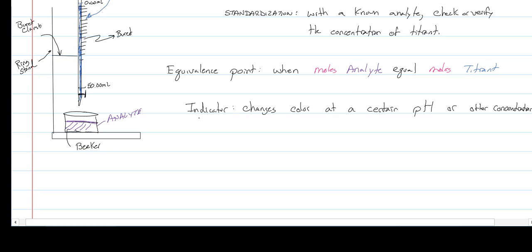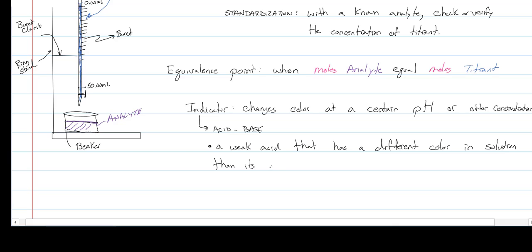But for our purposes, for acid base, I'm going to write down acid base, right? The indicator is a weak acid that has a different color in solution than its conjugate base. And so that's how we will look at the titration, and how we know when it's done, so to speak. Now, when it's done isn't necessarily the equivalence point. We always go past the equivalence point.